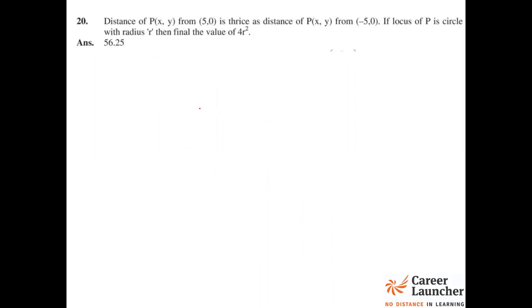The distance of the point P(h, y) from (5, 0) is thrice the distance of P(h, y) from (minus 5, 0). The locus of P is a circle. It's a very simple question. So it is given that PA upon PB, if you name this point as A and this point is B, so the distance from A is 3 times the distance from B. So this point is dividing in the ratio 3:1.